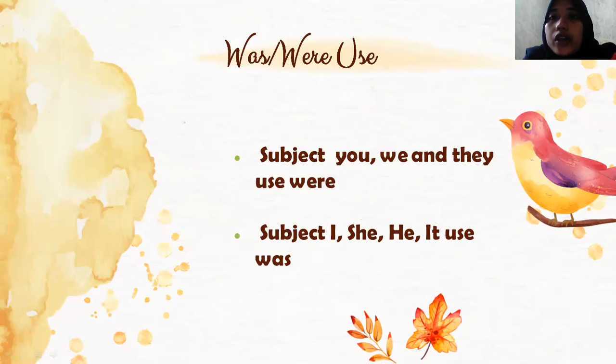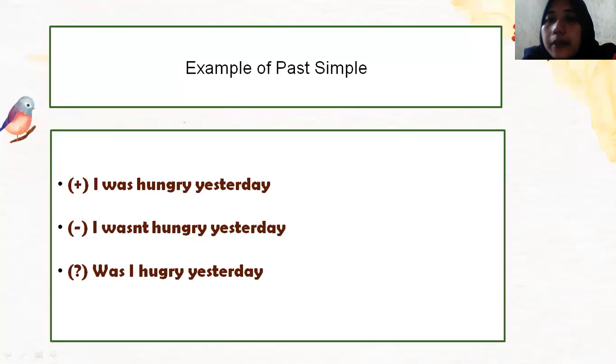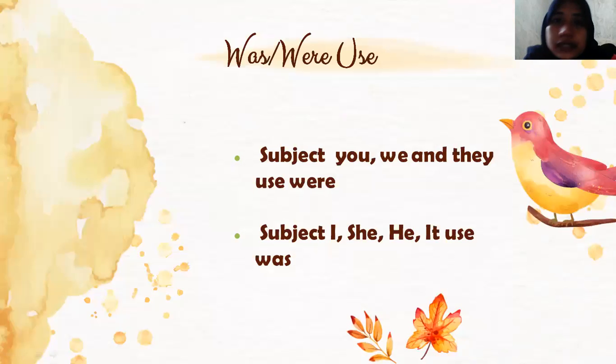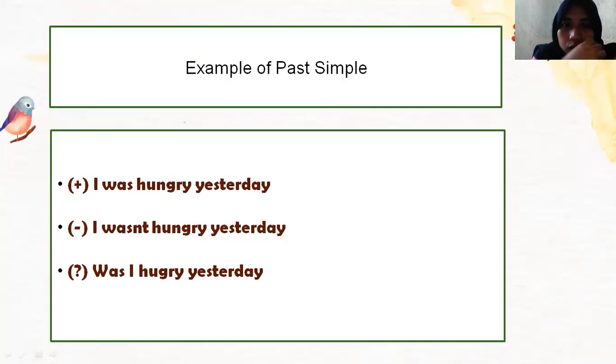For was or were, the subjects you, we, and they use were, and the subjects I, she, he, it use was. Look at these examples of nominal past simple. I was hungry yesterday. The subject is I and we use was. Negative: I wasn't hungry yesterday. And for the interrogative: was I hungry yesterday?